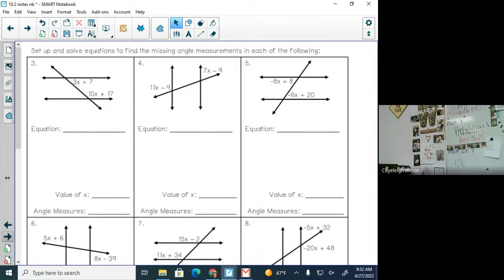So the first thing I'm going to do is I'm going to write up here supplementary, and I'm going to put equals 180. Okay? All right, I want you all to go ahead and set up your equation. It's just like number 2 was, so set it up and solve that for x.